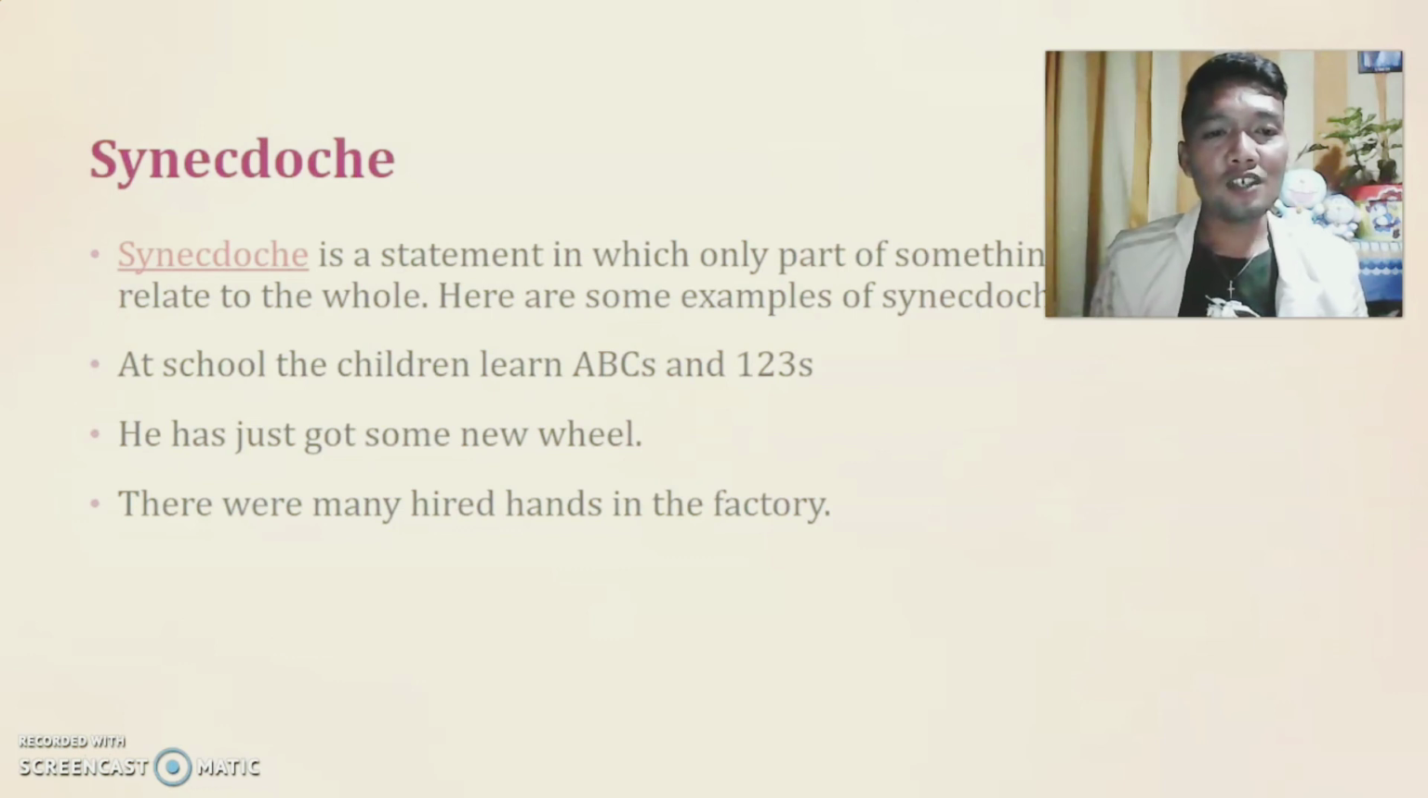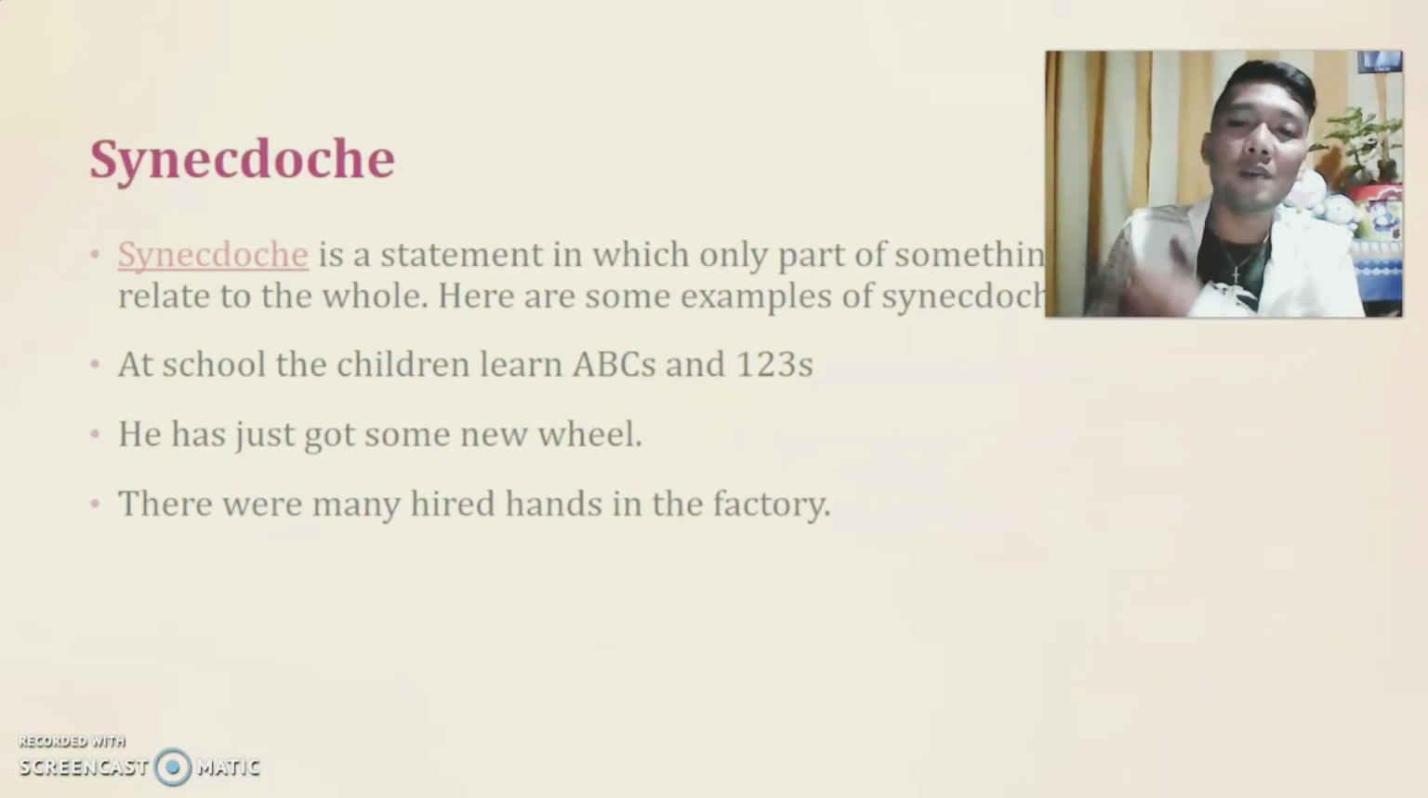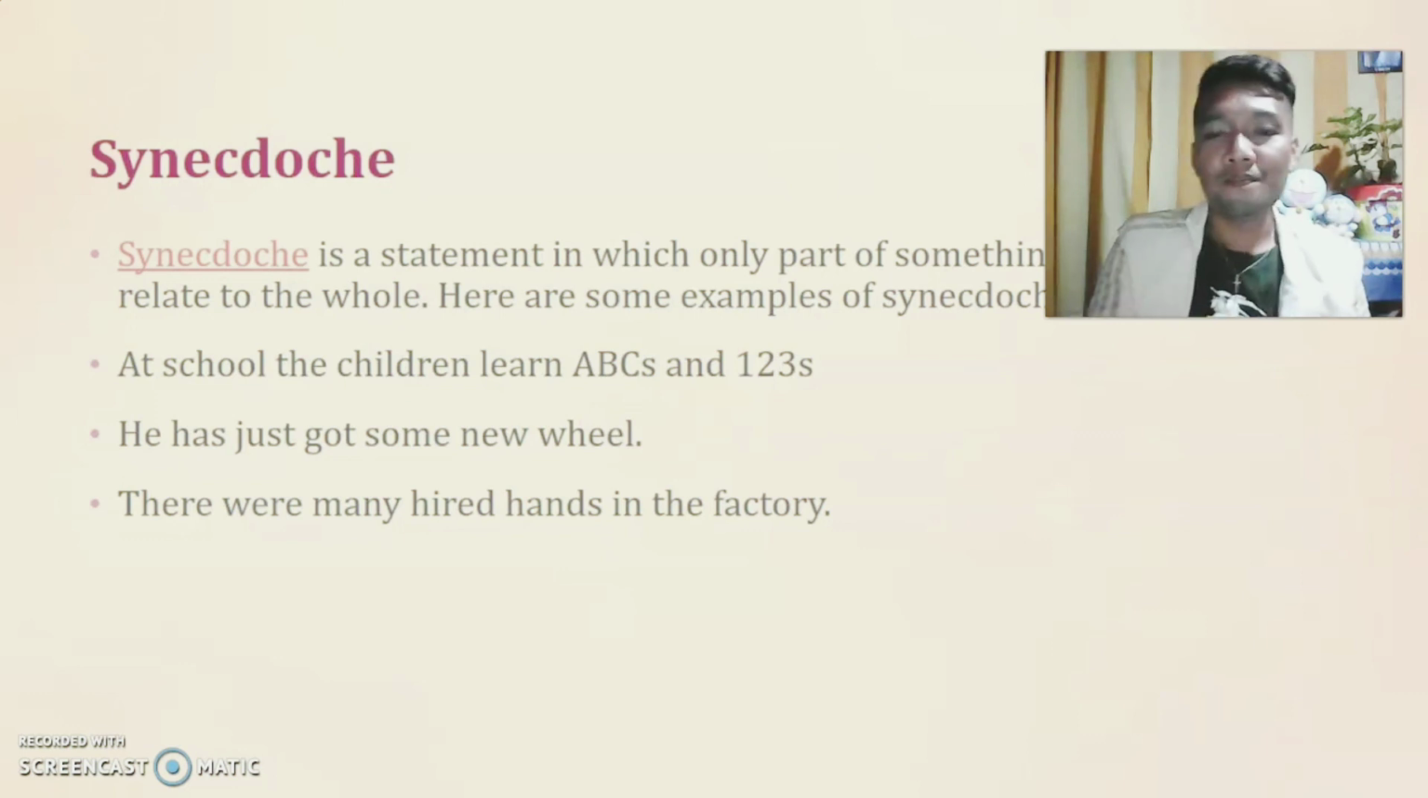Next, he has just got some new wheel. So wheel is a representation of a car. It's just a part of a whole car, right? Next, there were many hard hands in the factory. Hands are representations of the different workers in the factory. So a hand is basically a part of a body. It can actually work. So it's just a part of a whole. So that is synecdoche.